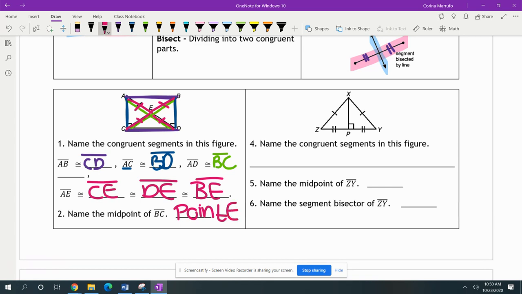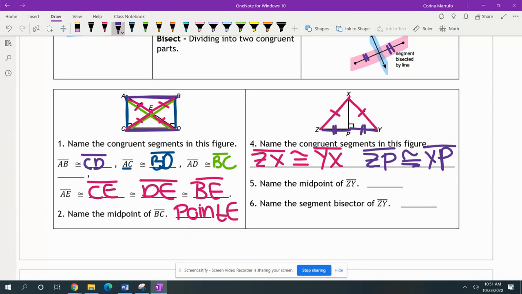All right, the next one says name the congruent segments in this figure. So our congruent segments are, we have from Z to X is congruent to, and remember, we're going to go in the same direction, Y to X. And the way that we know this is because they used 1 tick mark on each of these line segments. Okay, then the next one is from Z to P. This one has 2 tick marks. So that means from Z to P, it is congruent to Y to P. From here to here. And I know this because of the 2 tick marks.